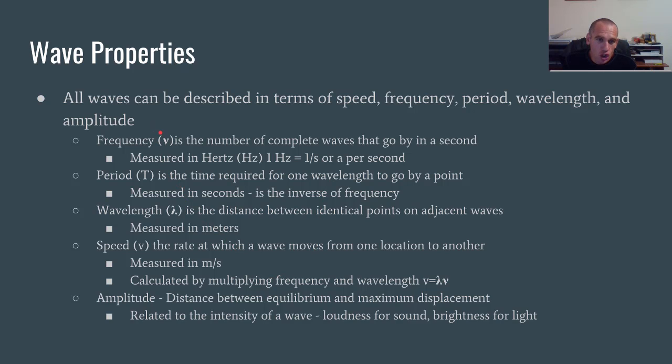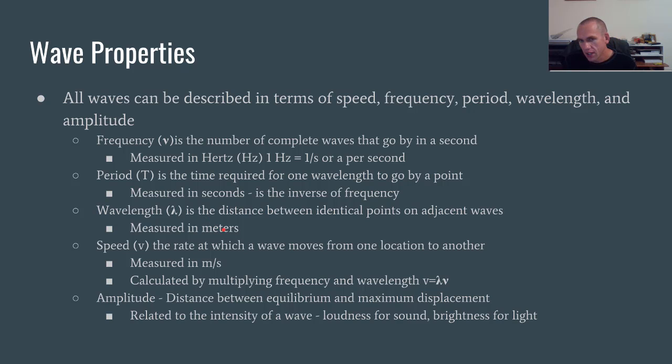Frequency is given the symbol nu. That looks like a V, except this side is a little bit curvier usually. You'll also see me write f because I'm a physics teacher. Chemists like to use nu. And it's the number of waves that go by in a second. It's measured in hertz. We'll also see gigahertz or megahertz. Those are just prefixes. Giga is times 10 to the 9th, mega is times 10 to the 6th. Sometimes we'll use period, which is the inverse of frequency. So instead of waves per second, it's seconds per wave.